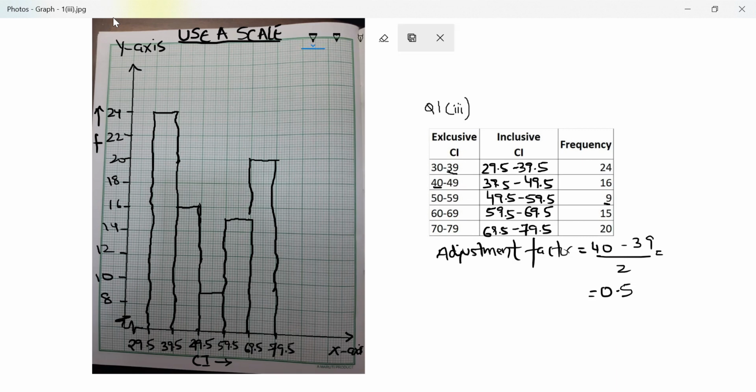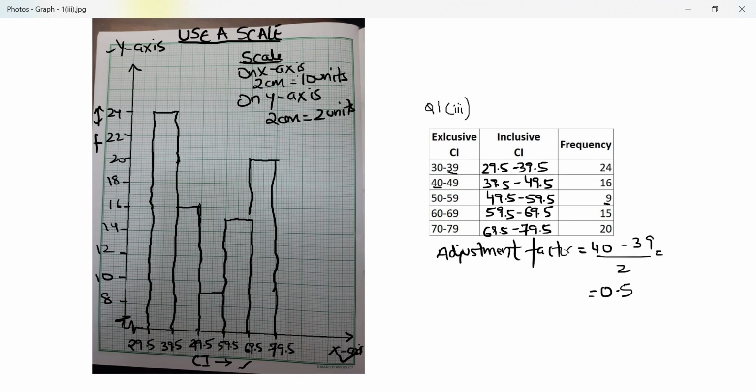Now I've done my x-axis, I've done my class interval, I've done frequency, I've written y-axis. The only thing remaining now is the scale. On the x-axis, my scale is 2 centimeter on the graph is equal to 10 units, since 79.5 minus 69.5 is 10. And on the y-axis, 2 centimeter is equal to 8 to 10, that's 2 units. Perfect. Thank you.